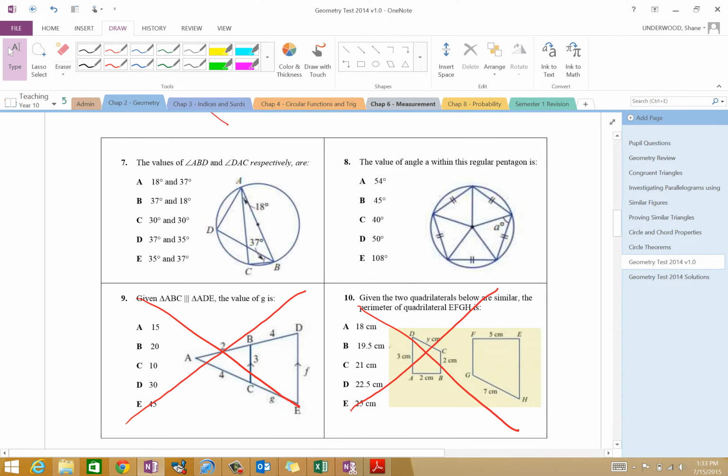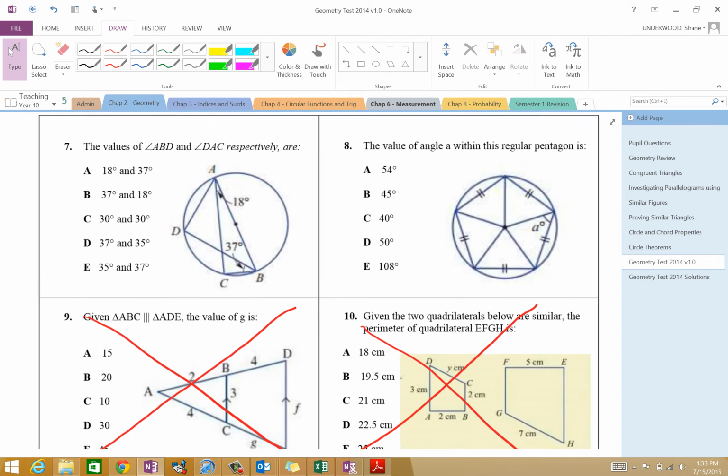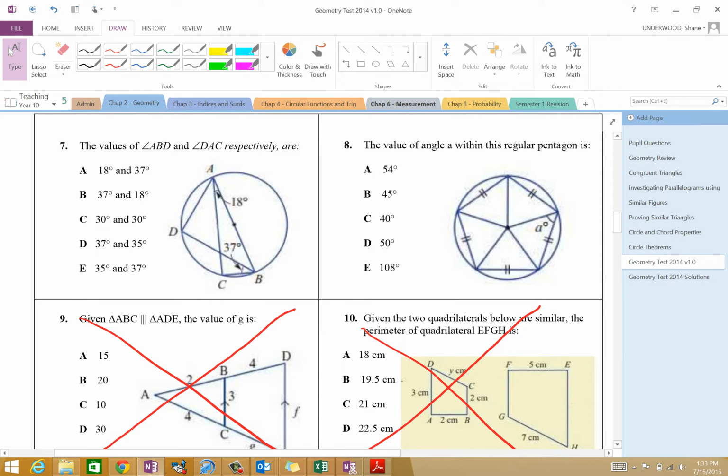All right, now, the angles ABD and DAC are respectively? Well, ABD, first of all, we have to know what we're talking about here. We're talking about the angle in here. And DAC, we're talking about the angle in here.